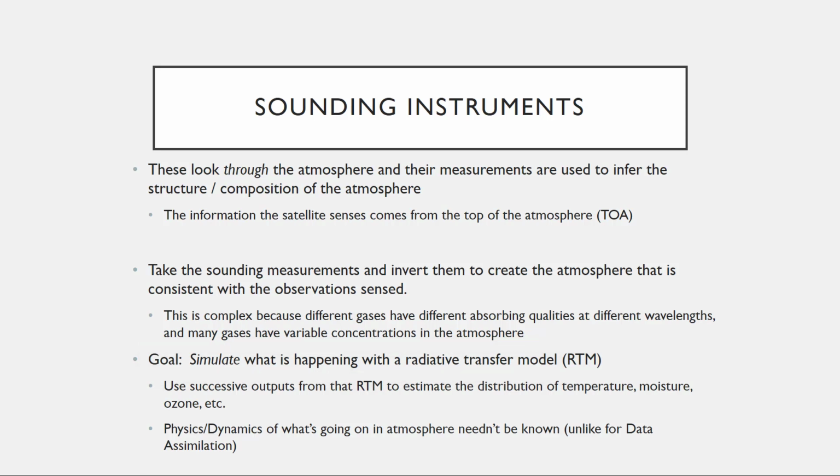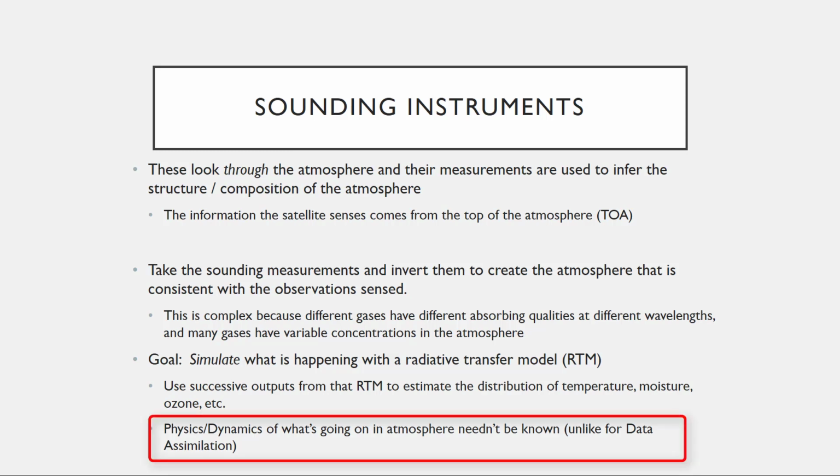You use successive outputs from the RTM to estimate the distribution of temperature, moisture, and the trace gases. The physics and dynamics of what's going on in the atmosphere, that is the wind, doesn't need to be known for a retrieval. That's different from data assimilation.